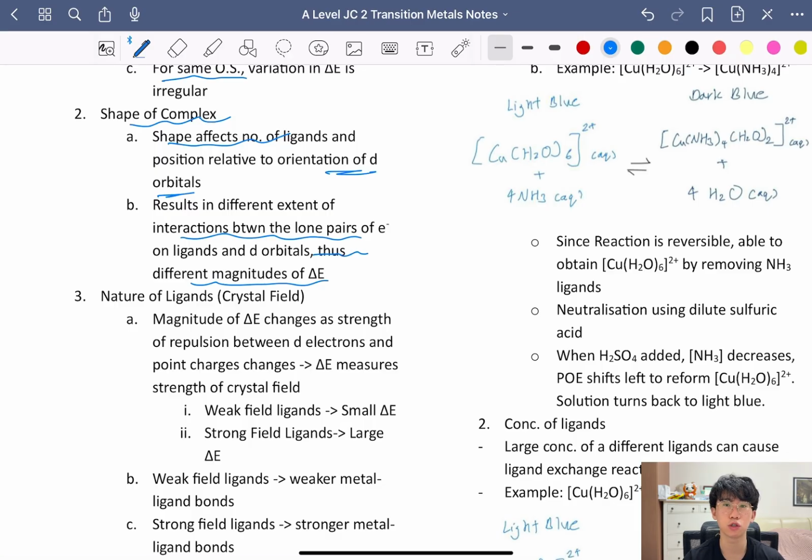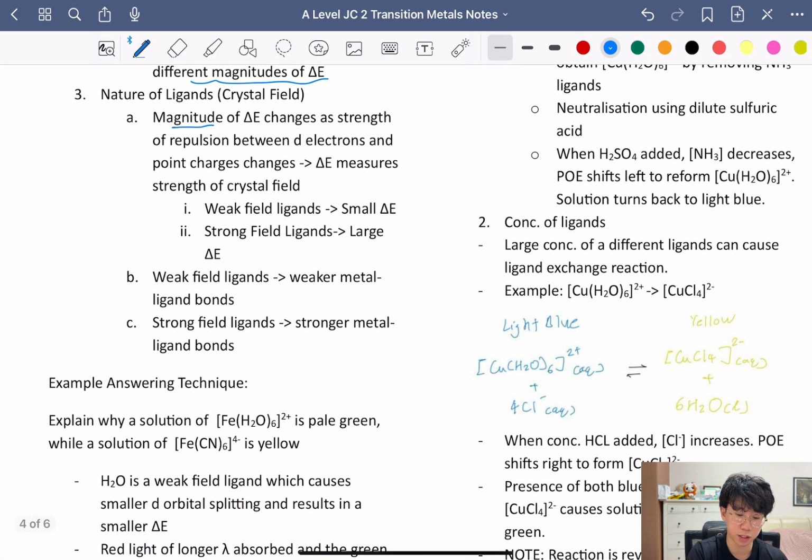And lastly, you also need to know that the nature of your ligands will affect the delta E. The magnitude of your delta E would change as the strength of your repulsion between the d electrons and point charges changes. Therefore, your delta E is actually a measure of the strength of your crystal field. You don't really need to know what crystal field means, but you just need to know that there are weak field and strong field ligands. Weak field ligands give smaller delta E's and strong field ligands give larger delta E's. Weak field ligands are generally determined by weaker metal ligand bonds, and strong field ones by stronger metal ligand bonds.